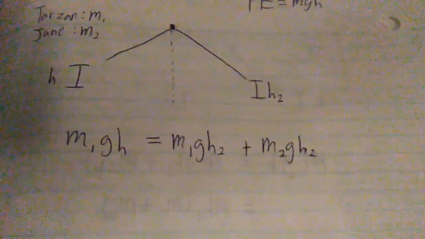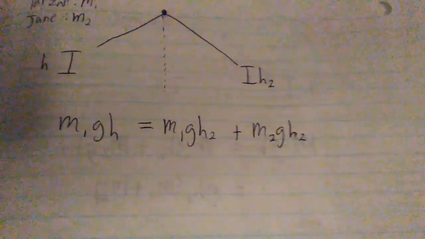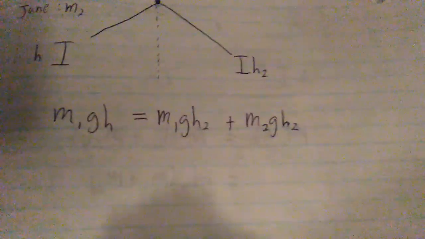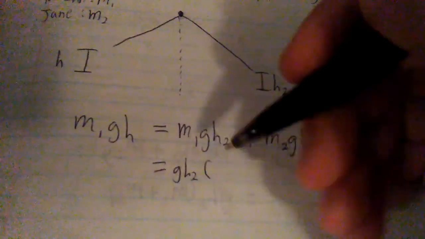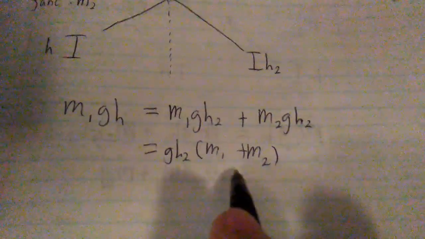So now, this is pretty much all we need. Now all we've got to do is algebraically solve for h2. So it should be pretty simple to do. We're going to first distribute the g h2s, since right now they're in different locations. So that can be written as g h2 distributed, m1 plus m2. And then we're just going to divide the g and the m1 plus m2 out.